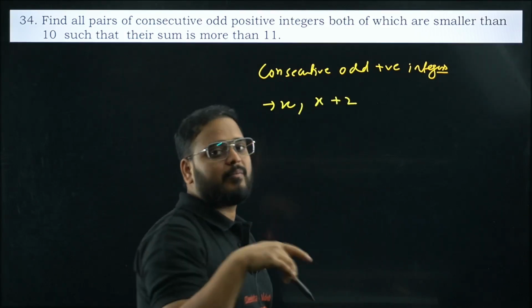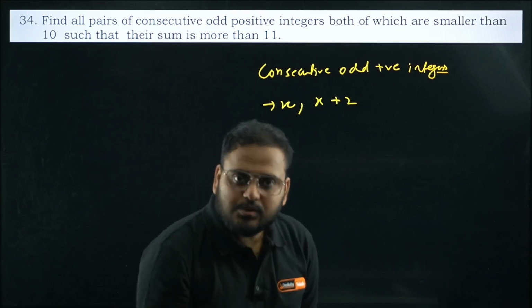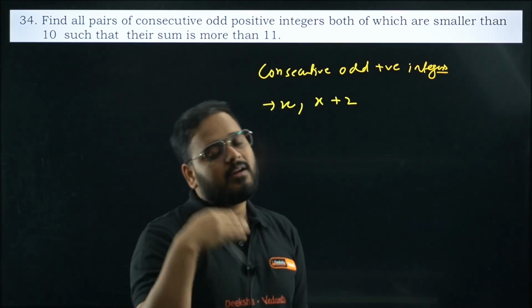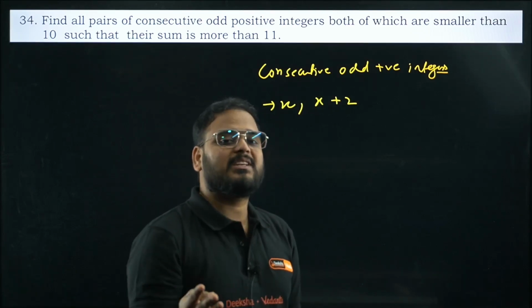For example, let's say the number is 1, the next odd number 1 plus 2 is 3. Let's say the odd number is 17. What is the next number? 17 plus 2, 19. Let's say the odd number is 25. What's the next number? Again plus 2.